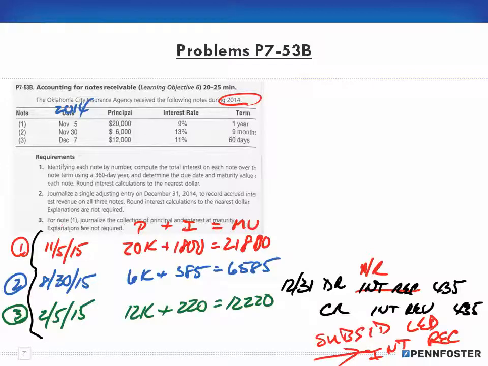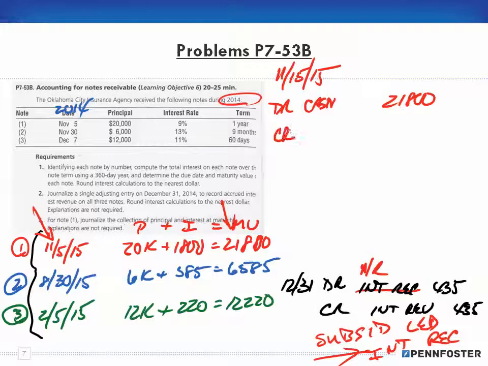So for number 3, it says, journalize the collection of principal and interest at maturity. Explanations are not required. Okay, and this is for note number 1. All right, so we're only looking at this note here. So on 11/15/2015, they're going to pay off their note. Okay, so what's the maturity value? Well, the maturity value here is 21,800. Right, so we're going to debit our cash for 21,800.